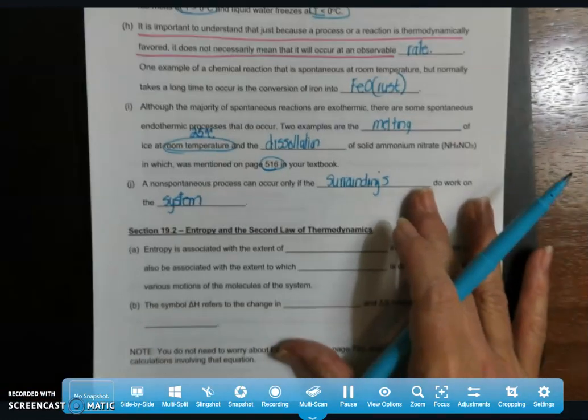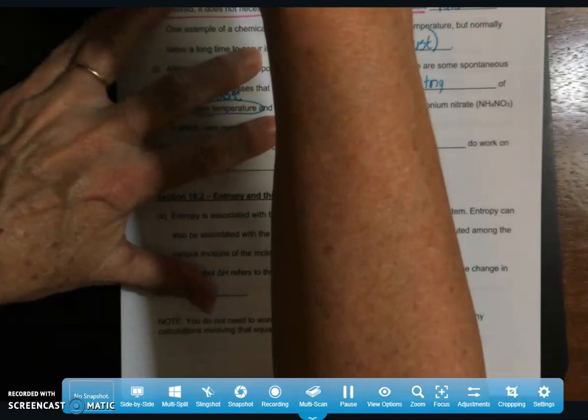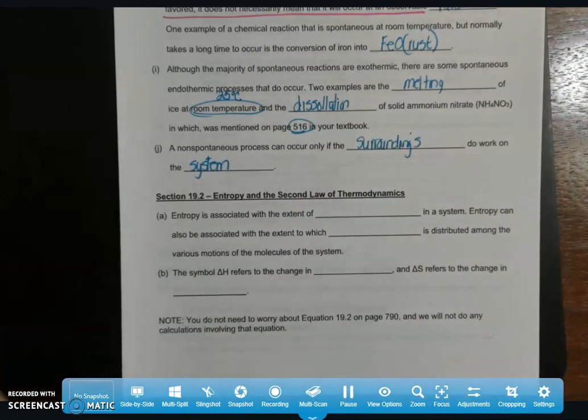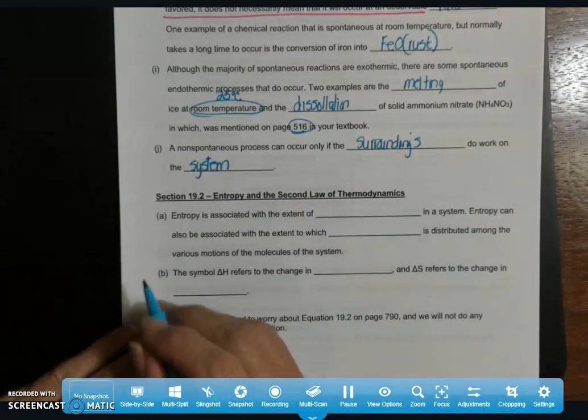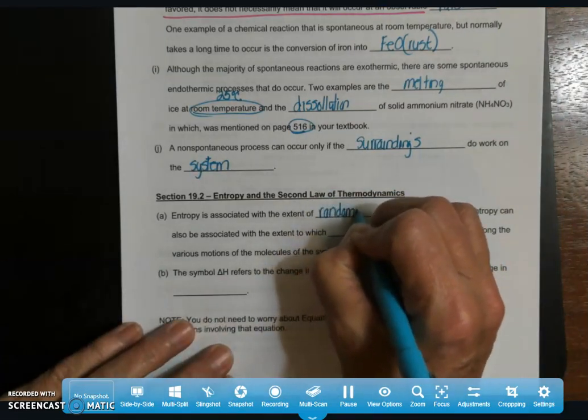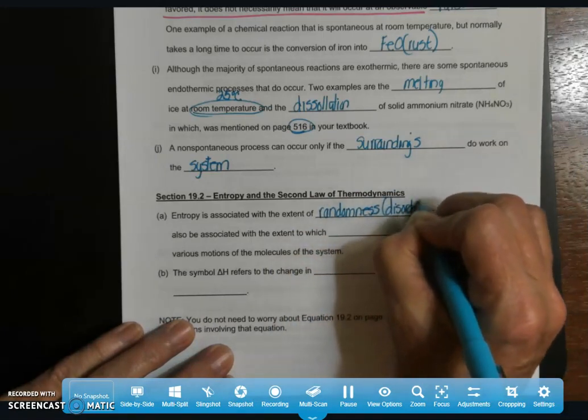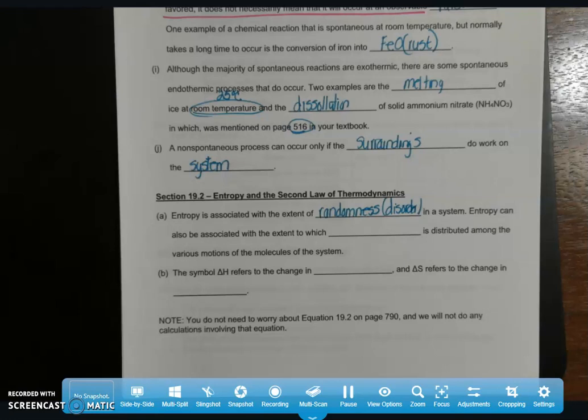Okay, now the first concept that we want to look at, which will be combined with enthalpy to determine spontaneity, is what's called entropy. Now, entropy is a word that is associated with the extent of randomness in a system, or disorder. And you might think, well, that's a weird concept. It's really a physical concept, but it follows kind of what nature tends to do, right? Order requires energy. Randomness does not.